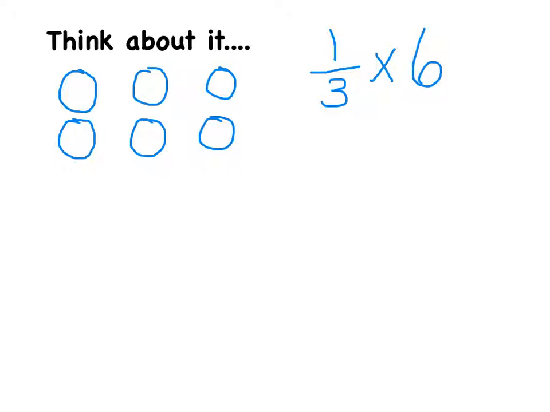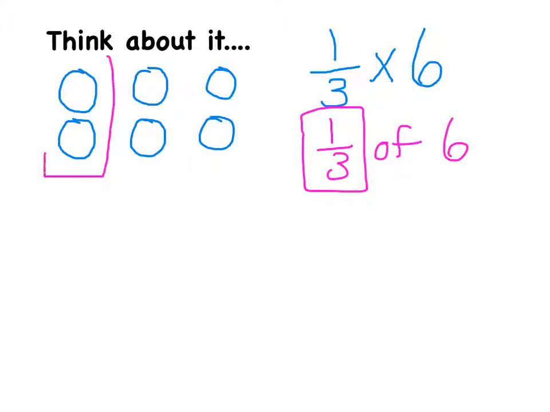So now let's think about it again. Let's picture it in a different way. I have this equation right here, 1/3 times 6, or you can think of it as 1/3 of 6. So if you think about it, your fraction is actually telling you how many parts the whole's been broken into and then how many of the parts you're going to take. So if we look at our 6 circles over here, we need to divide that 6 into groups of 3.